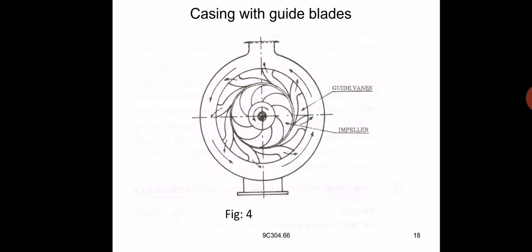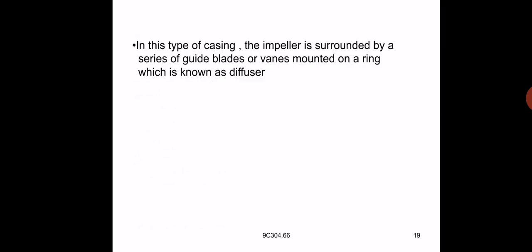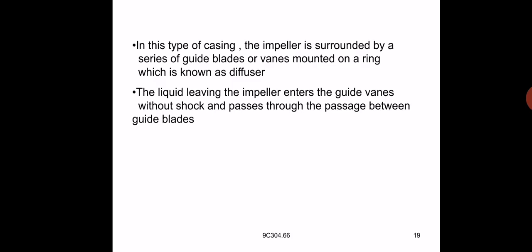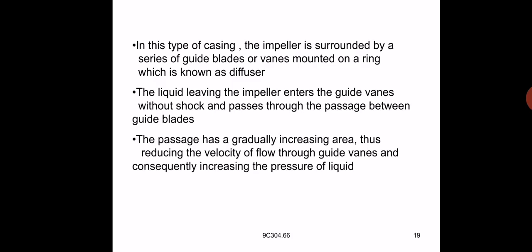Next, we can go for the casing with guide blades. You see the figure here. In this type of casing, the impeller is surrounded by a series of guide blades or vanes mounted on a ring which is known as a diffuser. The liquid leaving the impeller enters the guide vanes without shock and passes through the passage between the guide blades. The passage has a gradually increasing area, thus reducing the velocity of flow through the guide vanes and consequently increasing the pressure of the liquid.